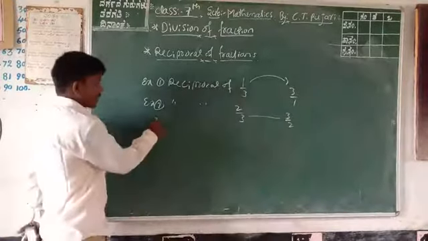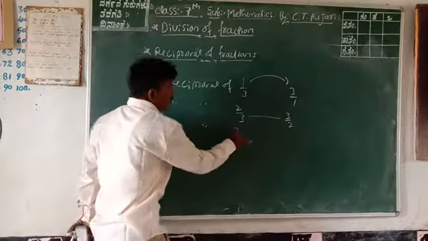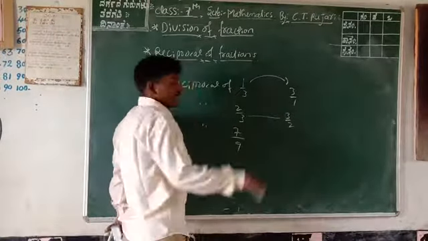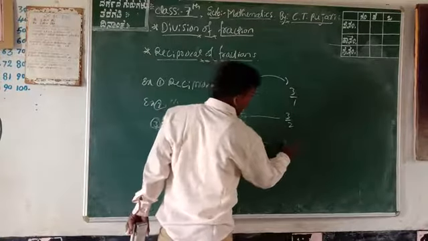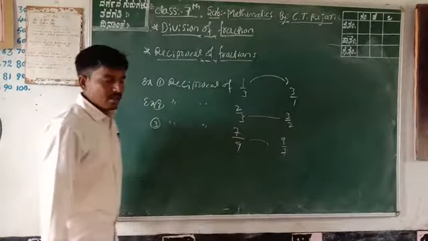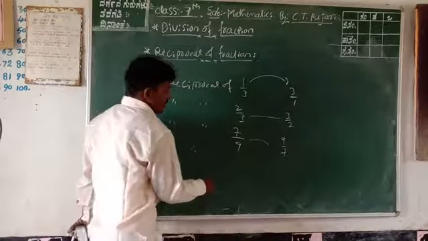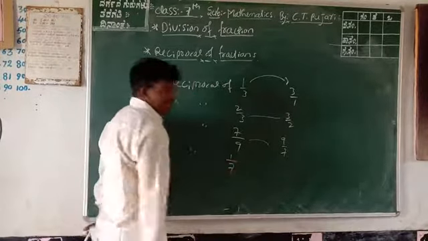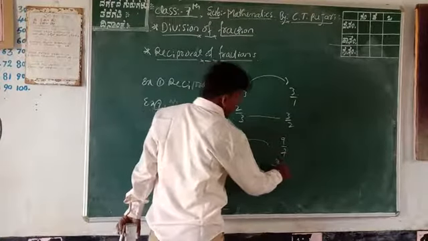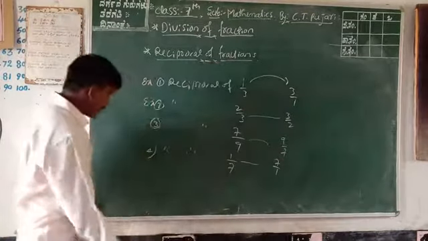Next, example 3: the reciprocal of 7 by 9 is also 9 by 7. What about the next one? The reciprocal of 1 by 7 is 7 by 1. The next one also.